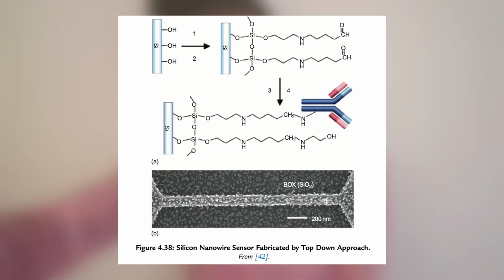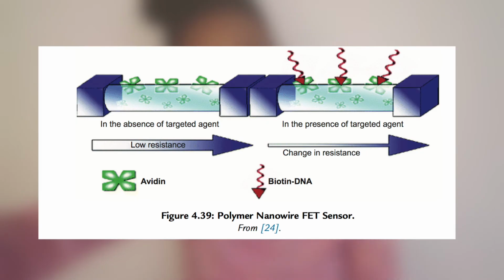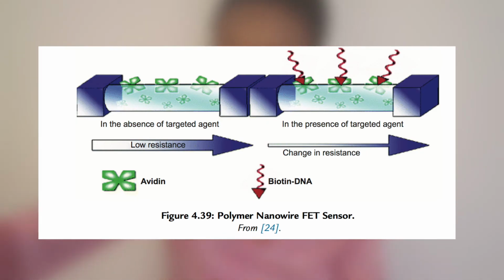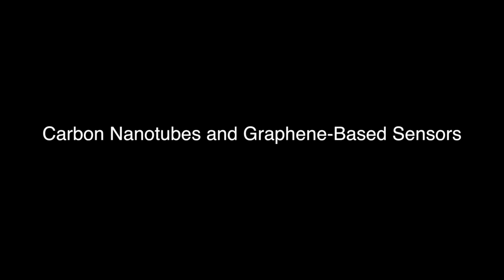Now, these silicone nanowire sensors can be fabricated by using the top-down approach that I talked about in chapter 2 or 3 of my series. So check it out if you want to know a little bit more. But there are other types of nanowire sensors that have evolved, such as a polymer nanowire FET sensor. Based on the different applications, you can choose if you would rather have a silicone nanowire sensor or a polymer nanowire sensor.